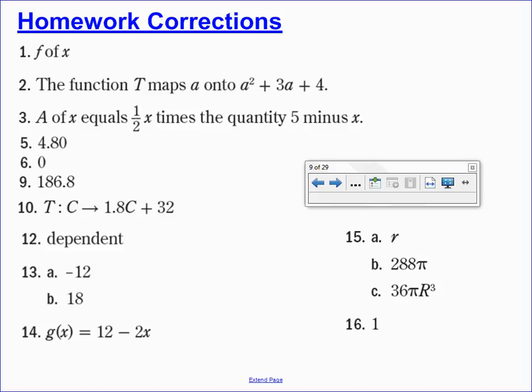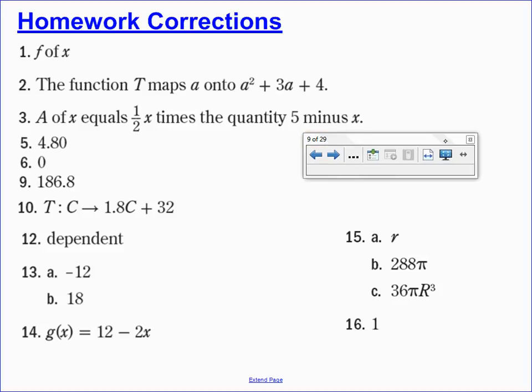The function t accepts input values of c and maps them onto outputs in accordance with the equation 1.8 times c plus 32. 12 is the dependent variable. 13a is negative 12, b is 18. 14, g of x is given by 12 minus 2x. 15, a is r, b is 288 pi, c is 36 pi r cubed. 16 is 1.